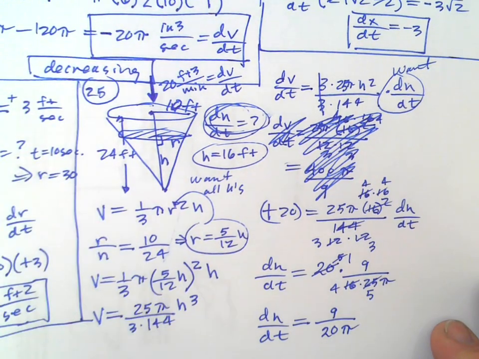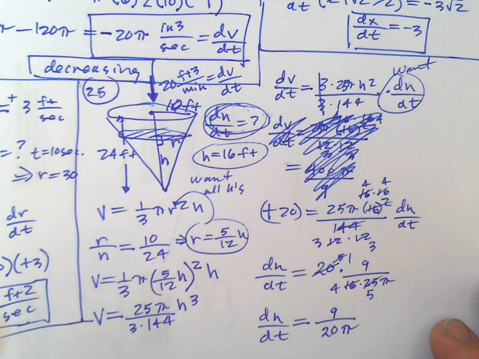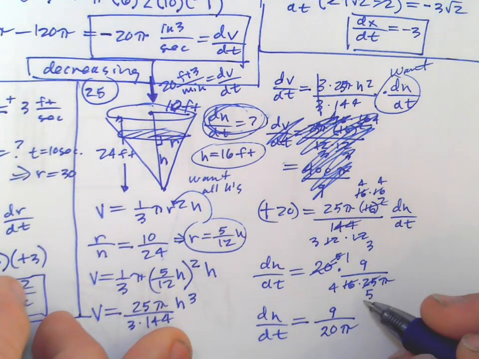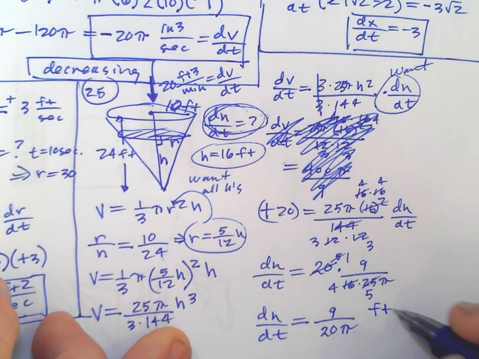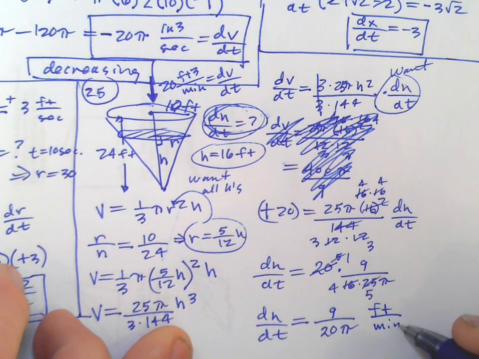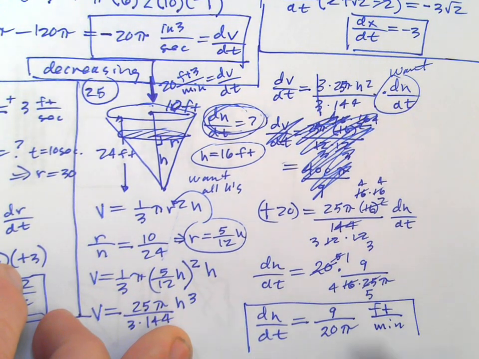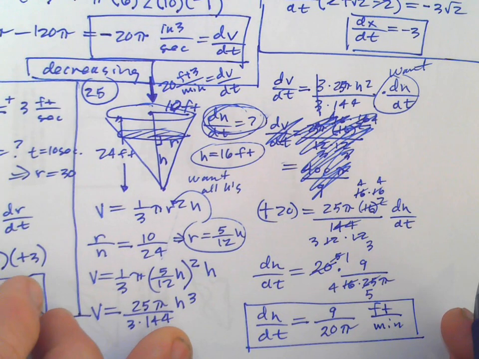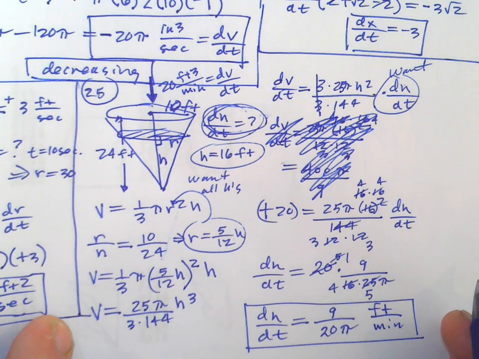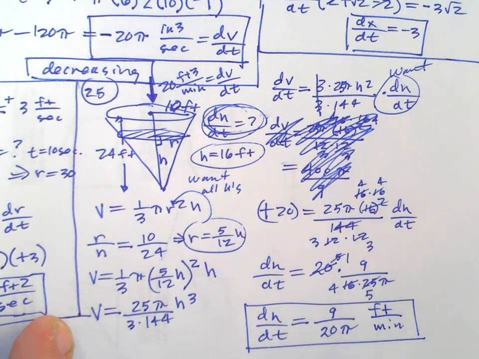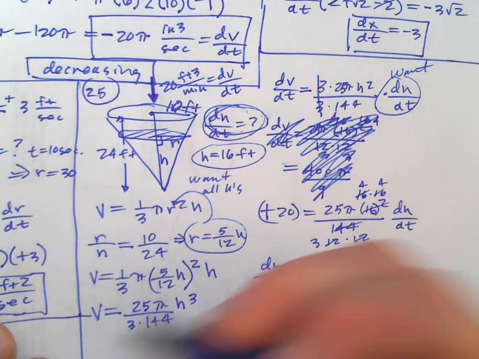It's a lot of messy algebra there, or just arithmetic. The units are height, so it should be one-dimensional units of feet per minute. And it should have come out negative, I think. Oh, no, it is positive because we're filling the tank. Totally makes sense. All right, okay, on to the next one.